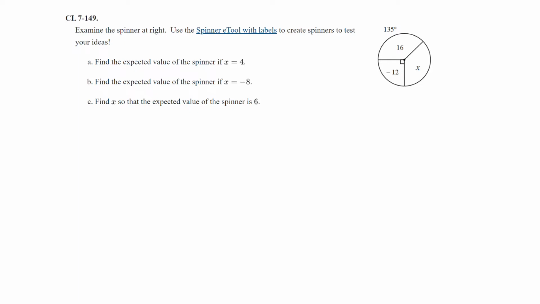Question 149. Examine the spinner at the right. Part A. Find the expected value of the spinner if x equals 4. So if x is equal to 4, we can break this up into different parts. So we can see that that's a right angle, so that's 1/4 of what the spinner is. Now 135 degrees. How do we figure out how much of the circle that is? Well, remember, it's 135 out of 360. And when you reduce that, you get 3/8. So this would be 3/8 of the circle.